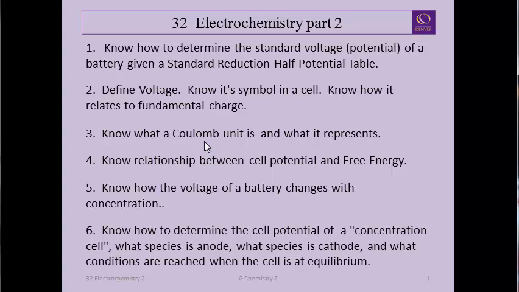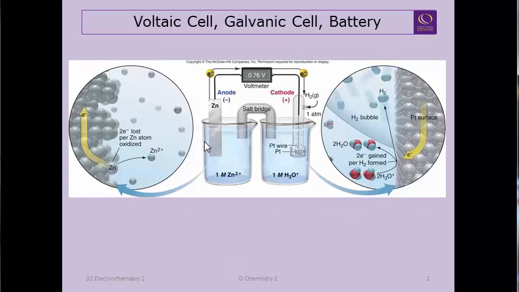and then finally know how to determine the cell potential of a concentration cell, a special kind of cell made only by changing the concentration in the anode and cathode solutions, know what species is which, and the conditions that are driving the cell as it creates voltage.